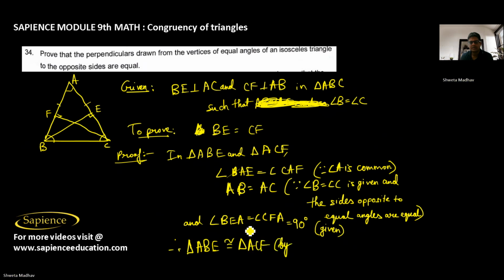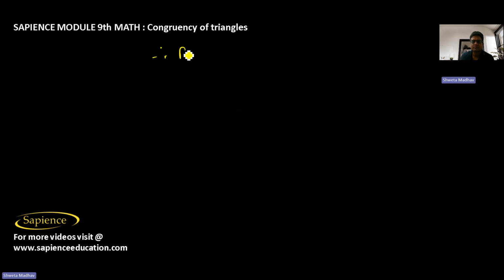by angle and the side. So it is by AAS rule of congruency. And therefore we can say that BE is equal to CF by CPCT. So hence proof.